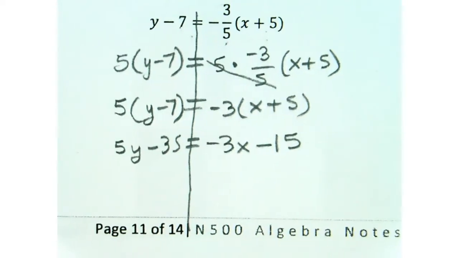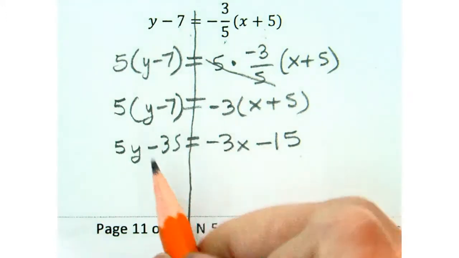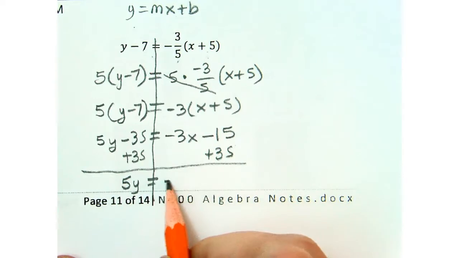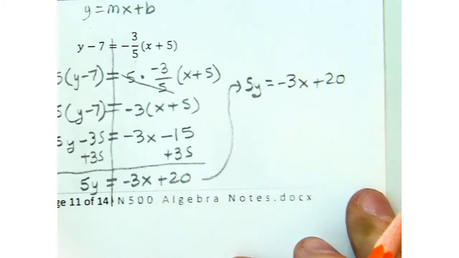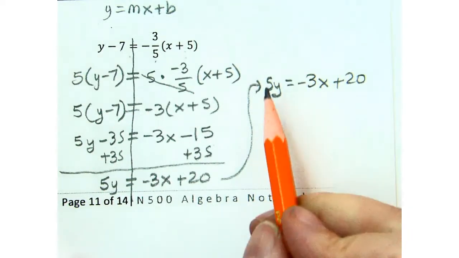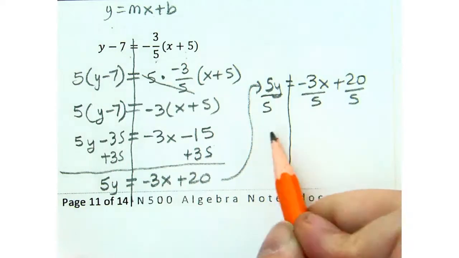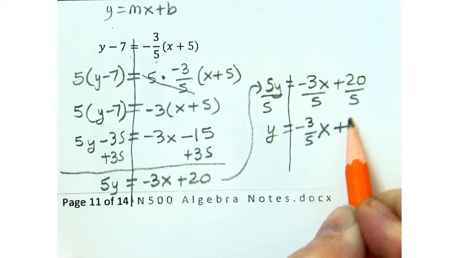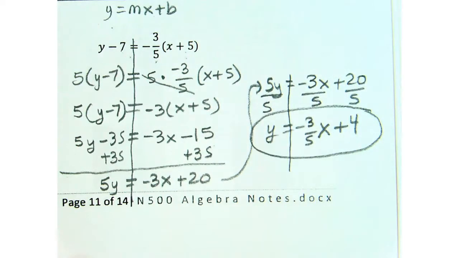Since we are trying to isolate y, we will add 35 to both sides of the equation. This leaves us with 5y equals -3x plus 20. Now divide both sides of the equation by 5. This means to divide every term by 5. Our final solution is y equals -3/5 x plus 4. This is the slope-intercept form of the equation.